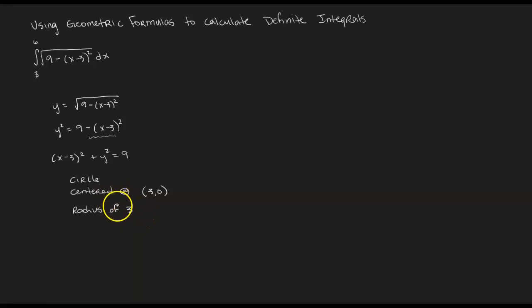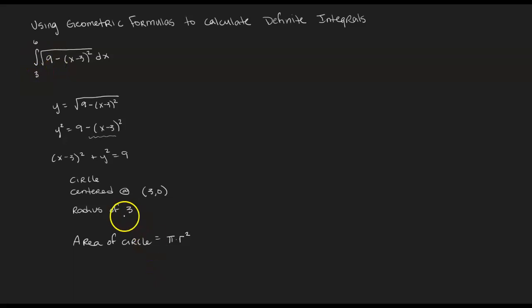So knowing that, we know we're looking at a portion of a circle. And so if we're going to calculate the area, we're going to look at the formula for area of a circle. Area of a circle, hopefully we remember, is pi times radius squared. Now we know the entire circle area would be pi times 3 squared, or 9 pi. However, we're not looking at the entire circle, we're just looking at the portion of the circle from 3 to 6.